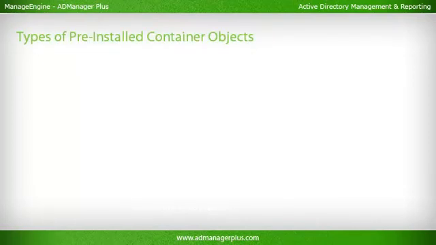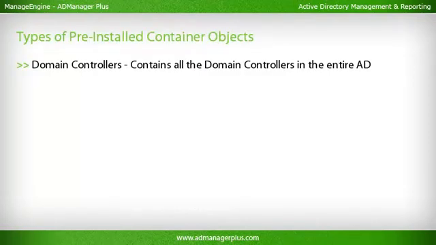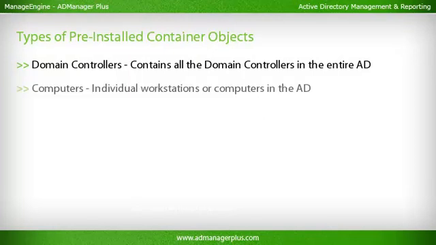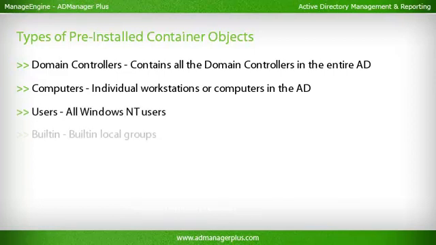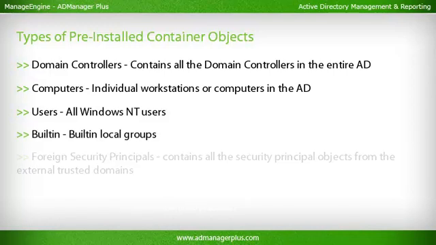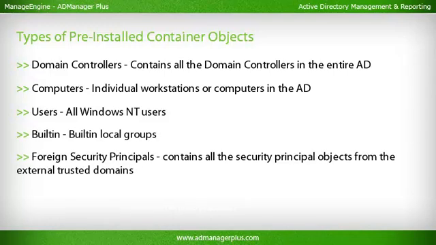Types of pre-installed container objects. Domain controllers: contains all the domain controllers in the entire AD. Computers: individual workstations or computers in the AD. Users: all Windows NT users. Built-in local groups. Foreign security principals: contains all the security principal objects from the external trusted domains.